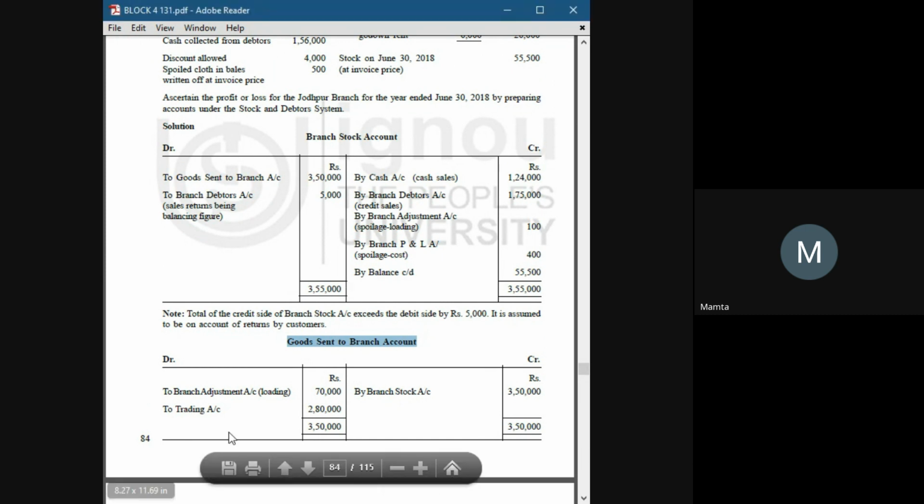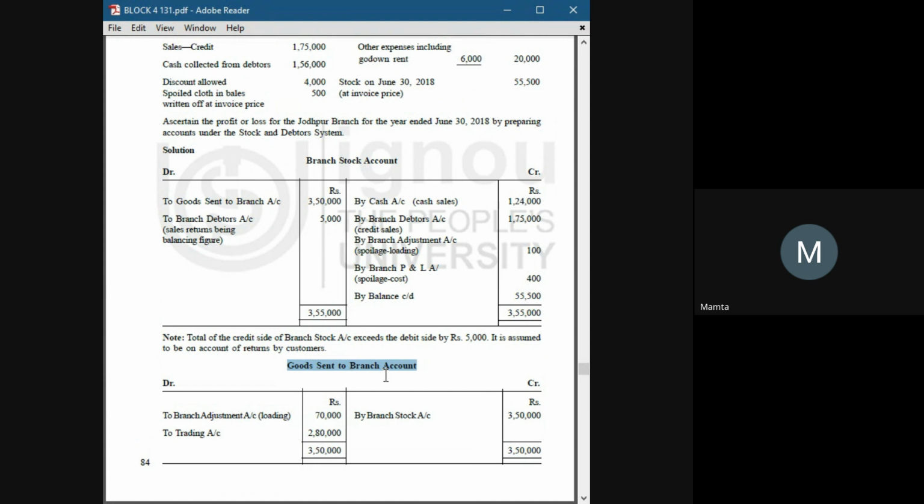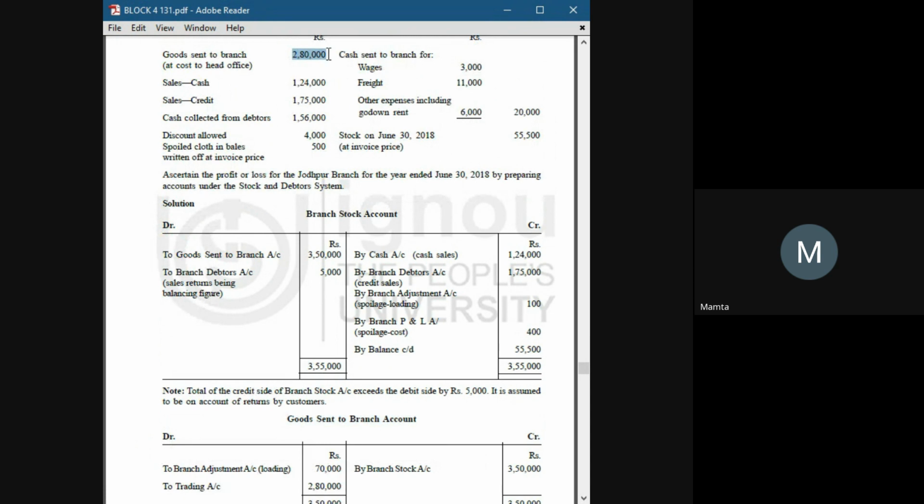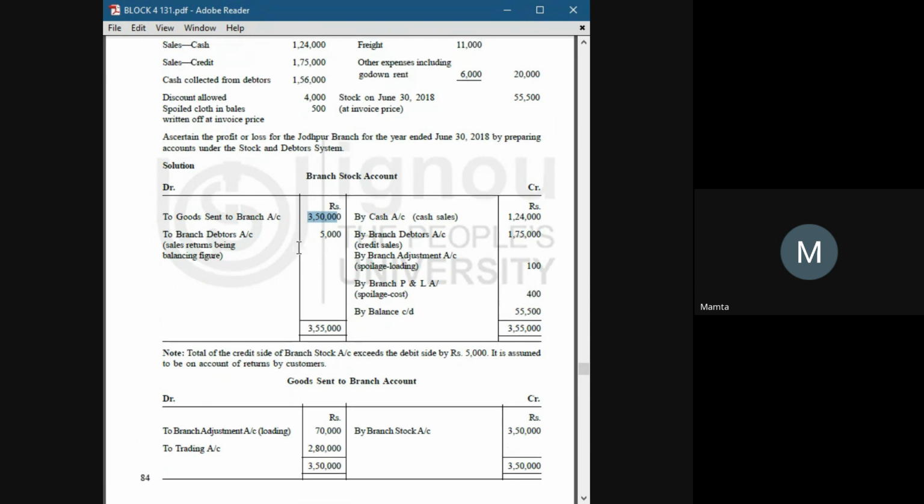Yes. The first thing is to branch adjustment loading 70,000. Goods sent to branch account. In this, we had the cost price of 2,80,000 and the invoice price we get is 3,50,000. And the loading between these two is 70,000, meaning the difference between these two is 70,000. So it will be shown in the goods sent to branch account on the debit side, to branch adjustment account loading. Goods sent to branch account, debit to branch adjustment account, meaning loading of 70,000.